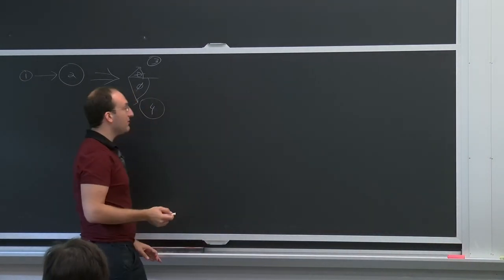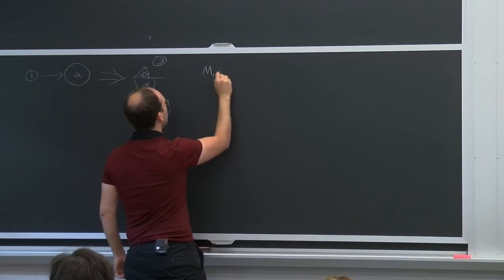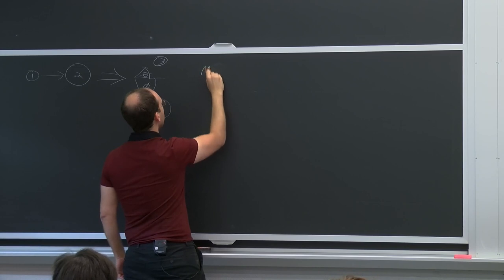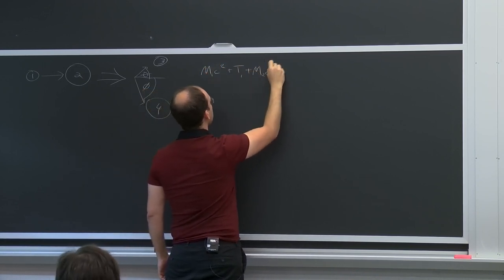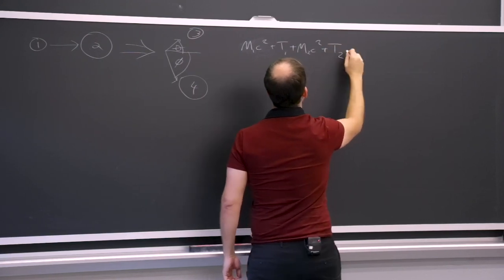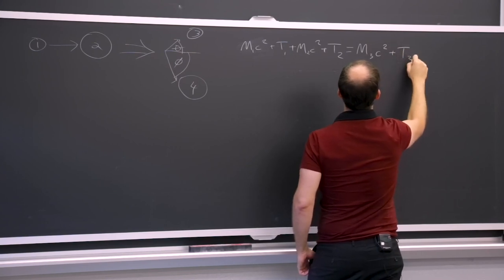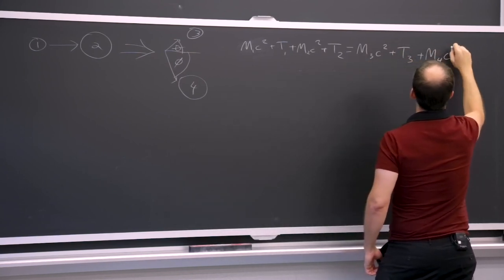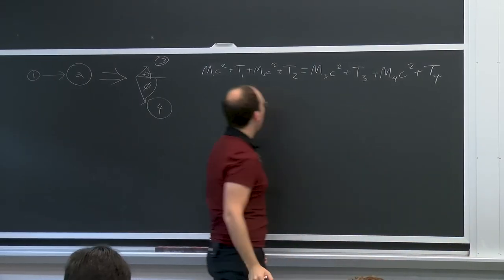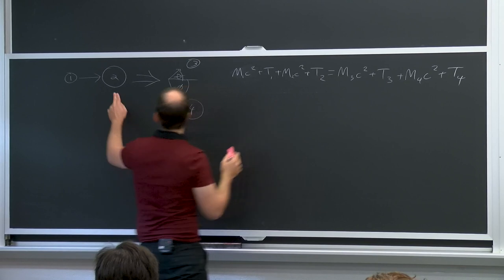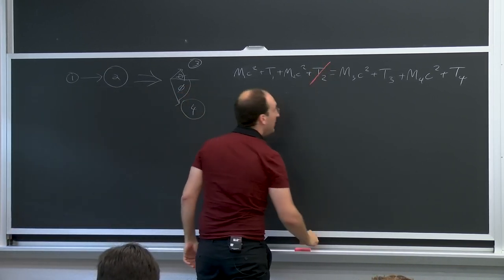We started off with just 3 equations. We conserve mass, energy, and momentum. Mass and energy come from the same equation: M1 C squared plus T1 plus M2 C squared plus T2 has to equal M3 C squared plus T3 plus M4 C squared plus T4. We started off making one quick assumption that the nucleus 2, whatever we're firing things at, has no kinetic energy, so we can just forget that.